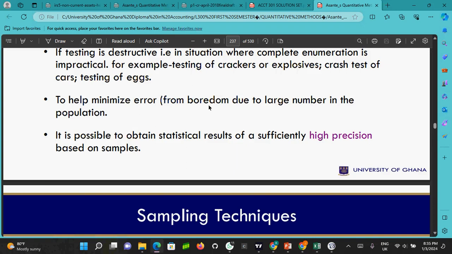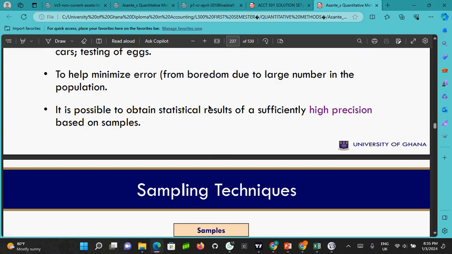So if the population is very large, there is more chance of making mistakes. That's what it means here. So it is possible to obtain statistical results of a sufficiently high precision.